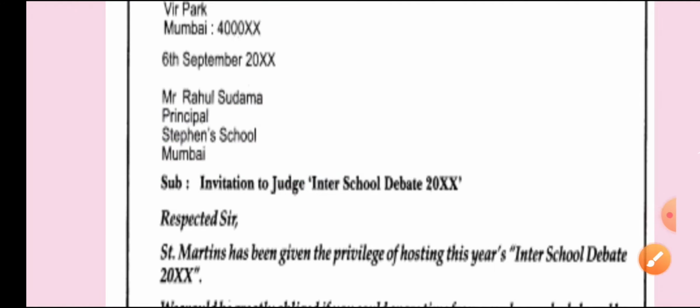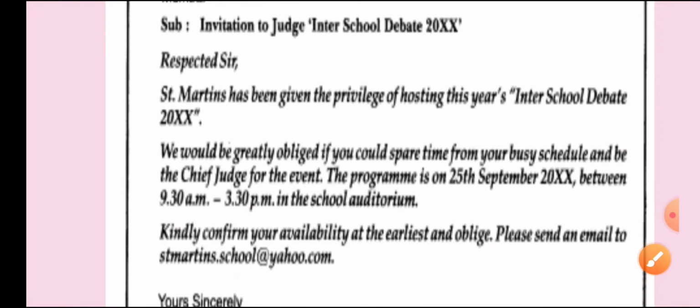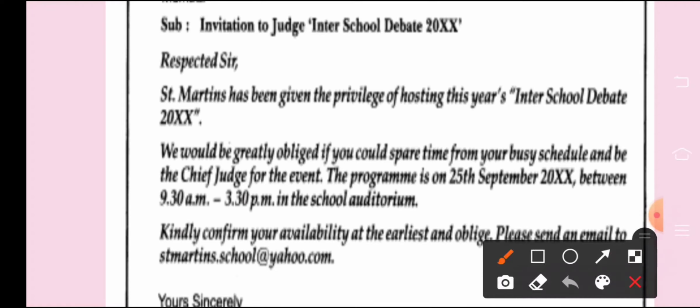Clear? And then we have to write down the subject, and the subject should be catchy and clear. It should not be written in a sentence or in 2-3 sentences. It should be written in a phrase, like here it is given, subject: invitation to judge inter-school debate. Then you have to write respected sir, but without a comma. A comma is not required here, by mistake it is there. So, respected sir. Clear?